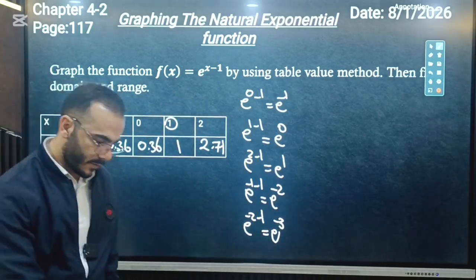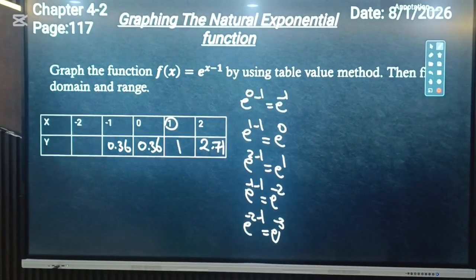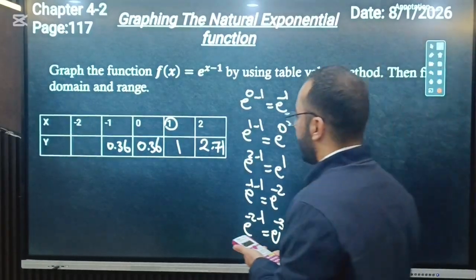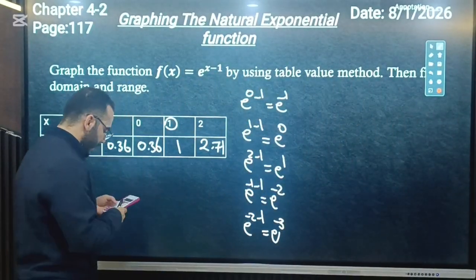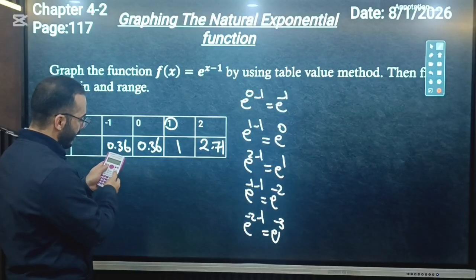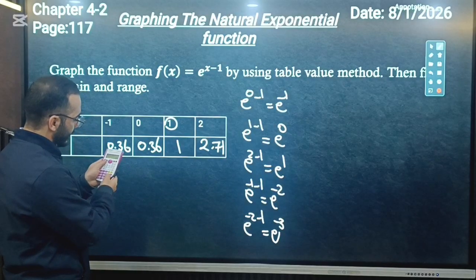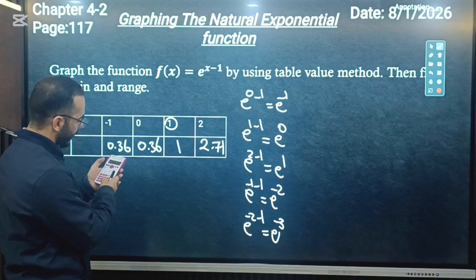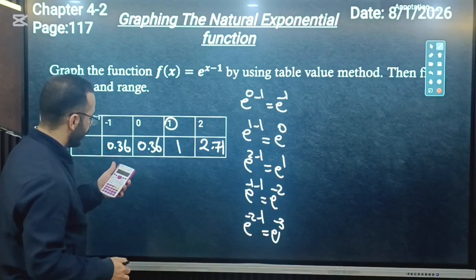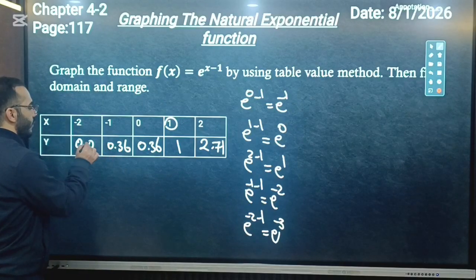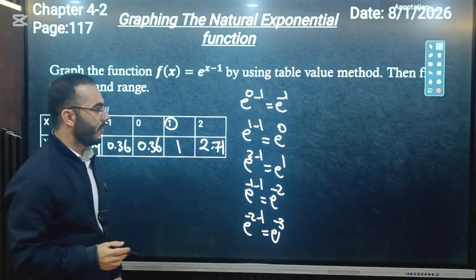I'm not sure about this one. Let me just bring my calculator. Sorry for this, but I want to make sure and give you an exact result. So e to the power of negative 3 is equal to 0.04. Perfect. Right now, let's graph it.